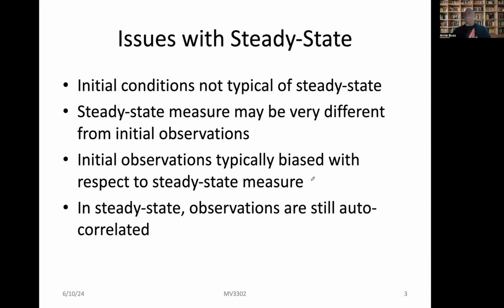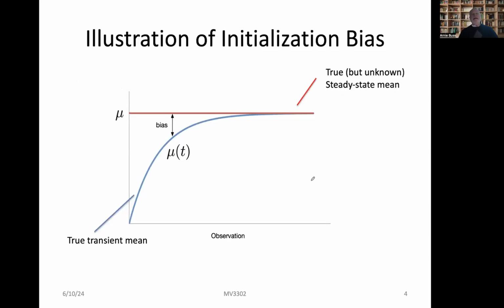Now, of the two assumptions that went into what constituted a random sample in your statistics class, remember, they're independent and identically distributed. In steady state, it turns out the observations are actually identically distributed. So that's great news, right? Except they're still autocorrelated. So only half there. And one of the big problems is, how do we know when we're in steady state?